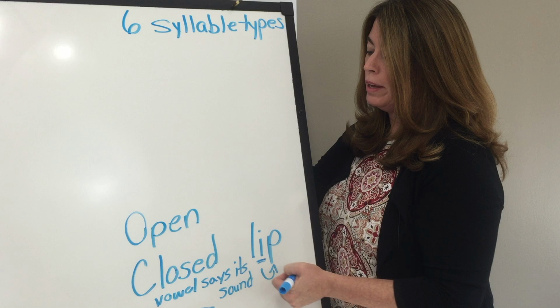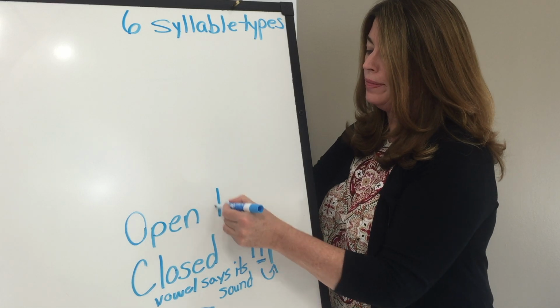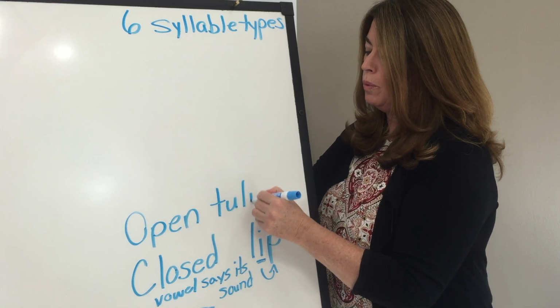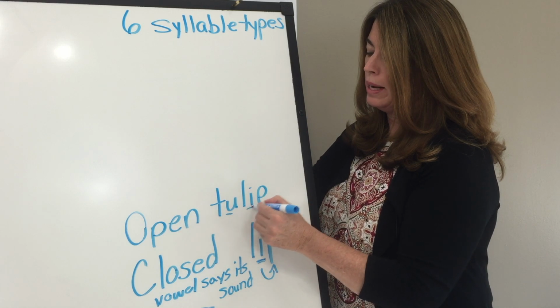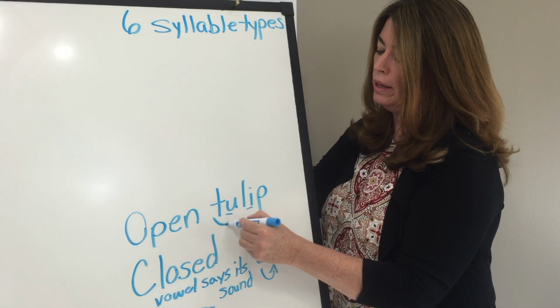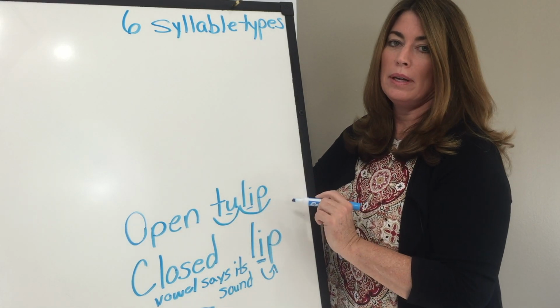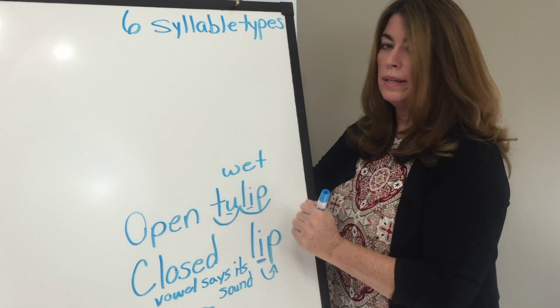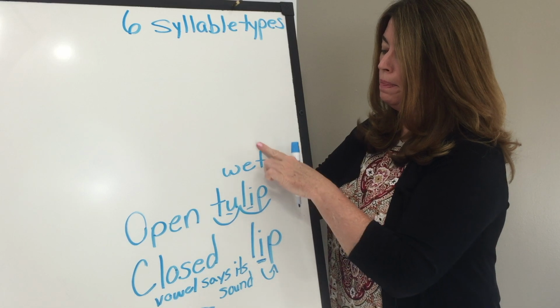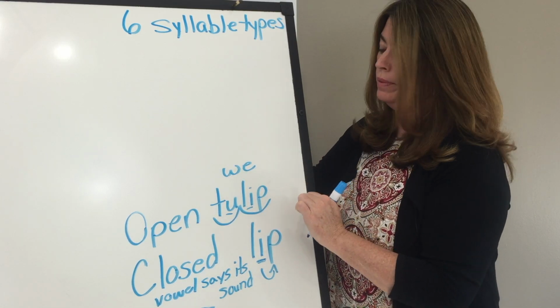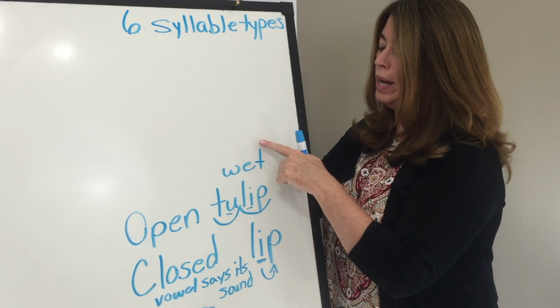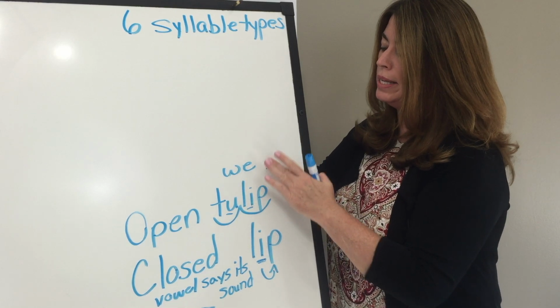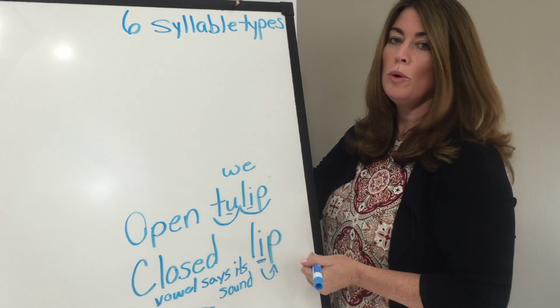So here, if I have lip, but then I had this in front of it, then what I would do is I would look at my vowels and I would say, let me try and see if it's open. Tulip, and that would be a tulip. Because if I had wet, that's closed. Okay, we open. Okay, it says its sound. Wet, open, gets to say its name. Okay, that's an open syllable type.